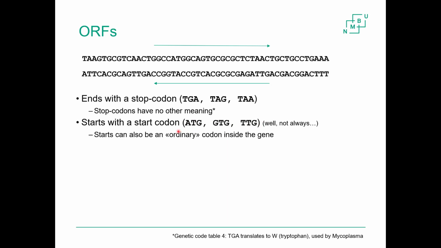The problem with the start codons is that they also occur inside genes as ordinary codons. So you never really know, when you see ATG or any of these 3, whether this is the start of an ORF or just inside an ORF. You never really know. With the stop codons we know this is the end. You cannot go beyond a stop codon, but you can go beyond the start codon. We will see that shortly.